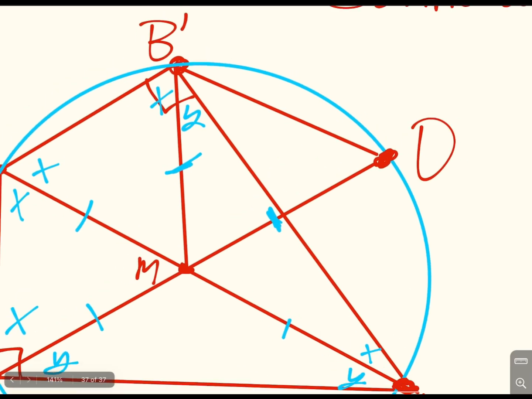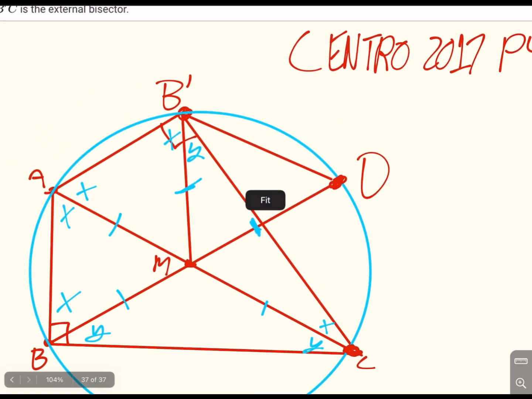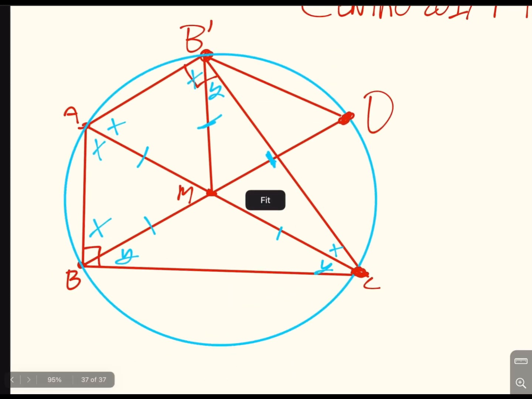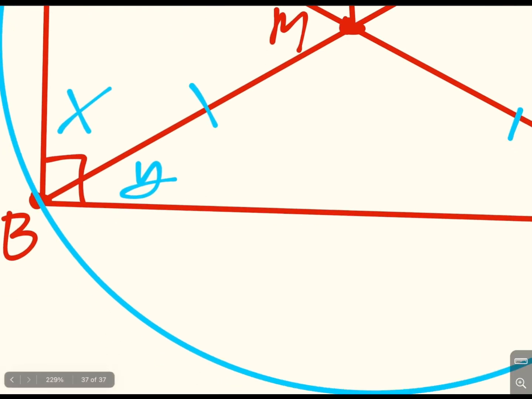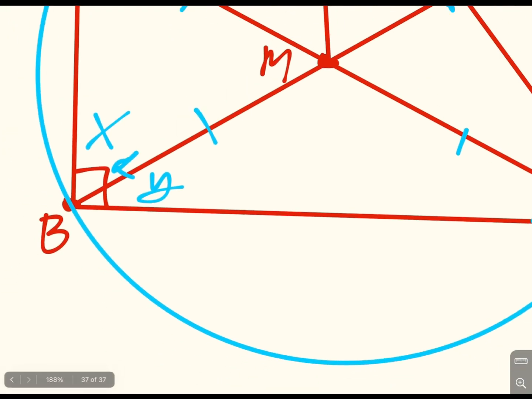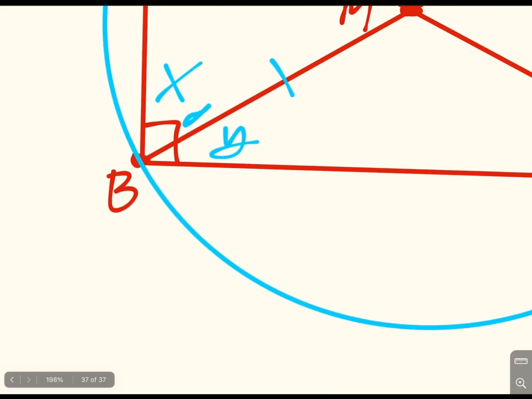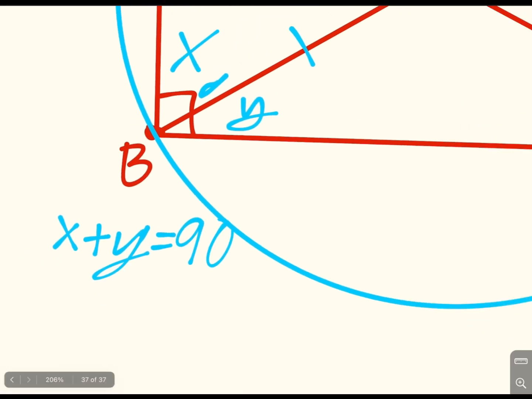And now we have one angle, angle MB prime C, which should be equal to angle CB prime D. But we have to prove that. And how exactly would we prove that? Well, we know that x and y sum to 90, since angle ABC is equal to 90. So x plus y is going to be equal to 90. Let's write that down.